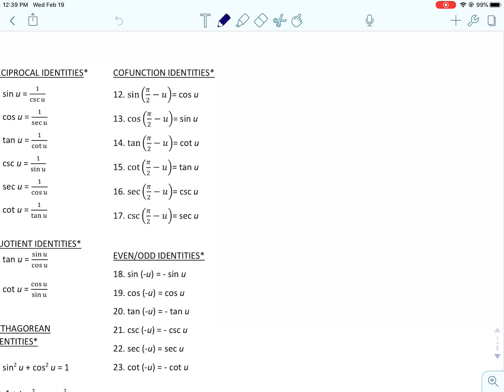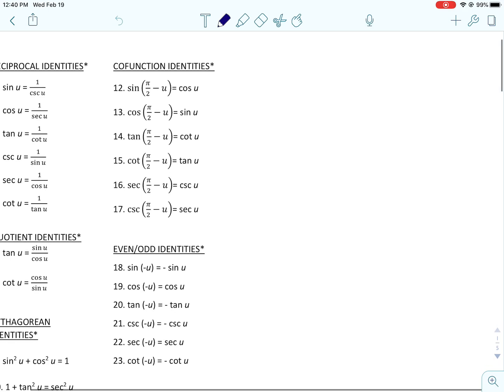Right, so this is the last lesson we're going to do from section 5.1. So we'll call it 5.1D. And this lesson is all about fractions. So there's two things we're going to do. We're going to add and subtract trig fractions, and we're going to take a trig expression that is a fraction, and we're going to write it so it's not.